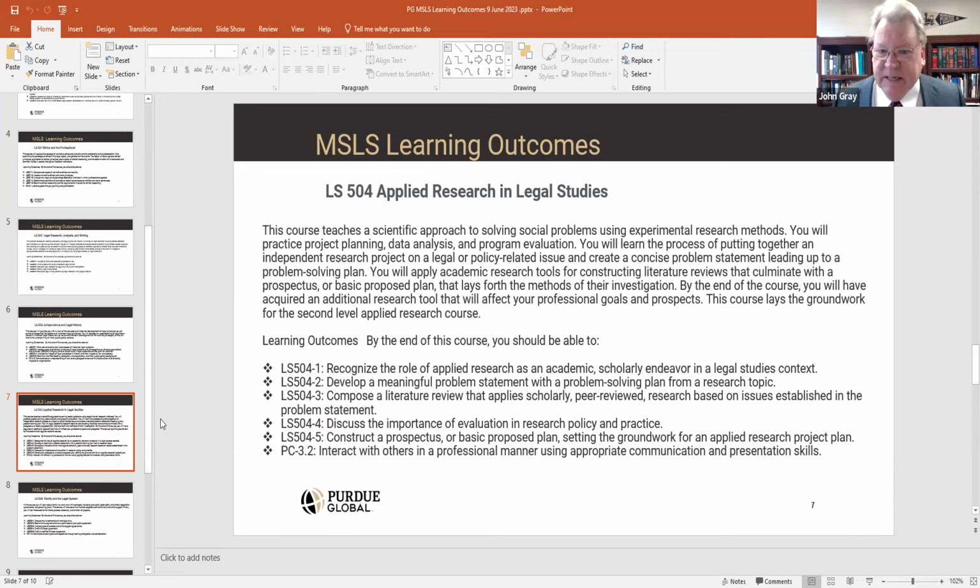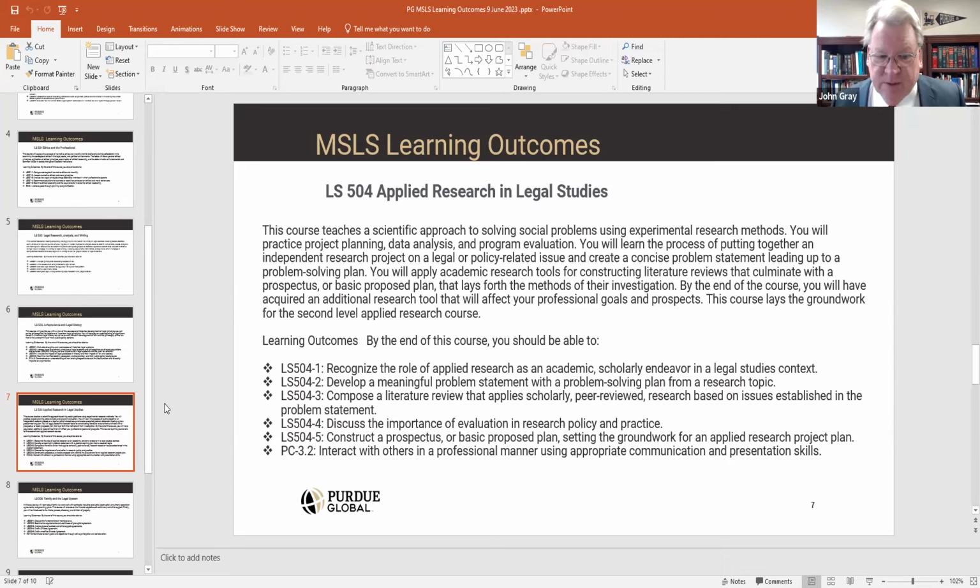So by the end of LS 504, you should be able to recognize the role of applied research as an academic scholarly endeavor in a legal studies context. You should be able to develop a meaningful problem statement with a problem-solving plan for a research topic. You should be able to compose a literature review that applies scholarly, peer-reviewed research based on issues established in the problem statement. A literature review means you're looking at things that have already been written before, and you're evaluating them for strengths and weaknesses, and we'll say much more about that in LS 504.